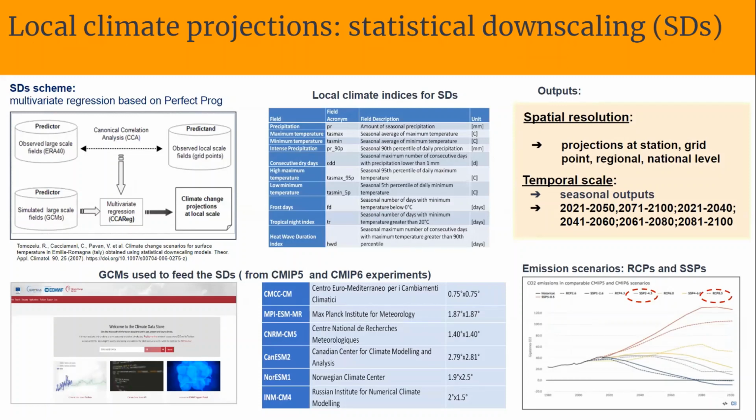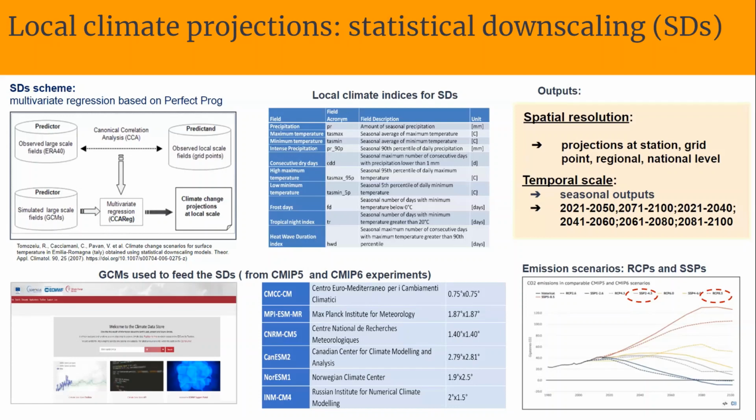The statistical downscaling scheme is based on a perfect prognosis approach and is based on the link between local climate variability and large-scale atmospheric patterns. These large-scale atmospheric patterns are taken from the global climate models that run in different experiments in CMIP5 or CMIP6, such as to construct future climate projections at local scale in the framework of different emission scenarios.